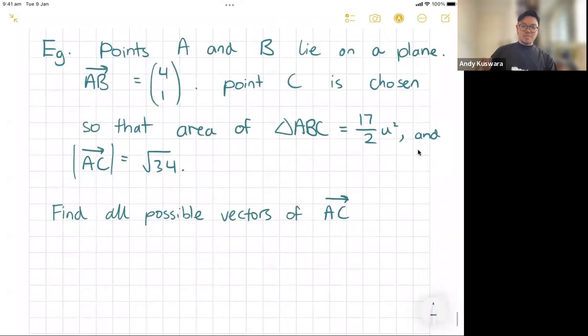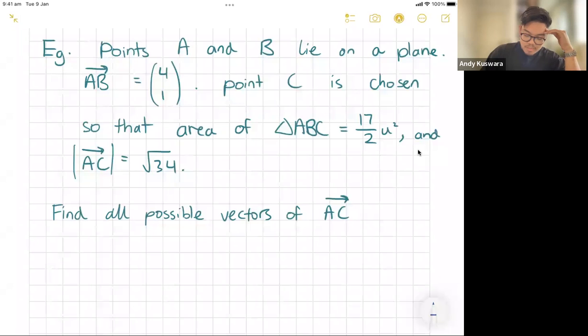All right, let's tackle this big boy question, okay? Points A and B lie on a plane. So the vector AB equals (4, 1). And we also know that point C is chosen so that the area of triangle ABC is 17 on 2 units squared, and the length of AC is the square root of 34. They want us to find all the possible vectors AC.